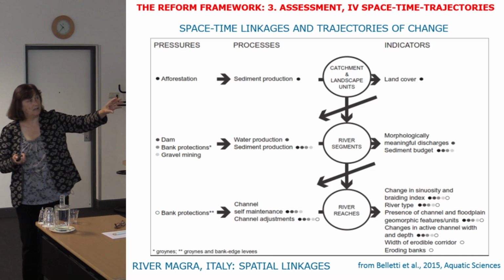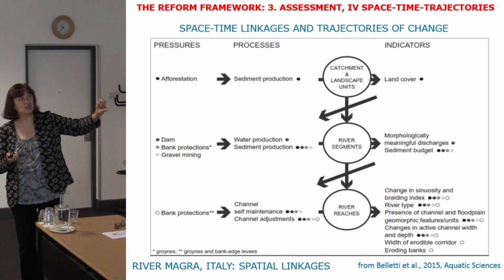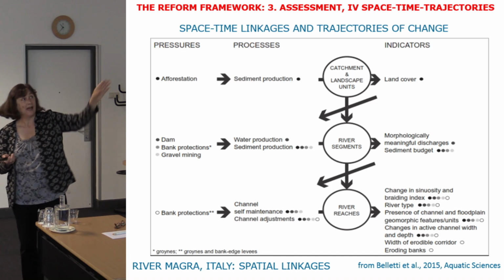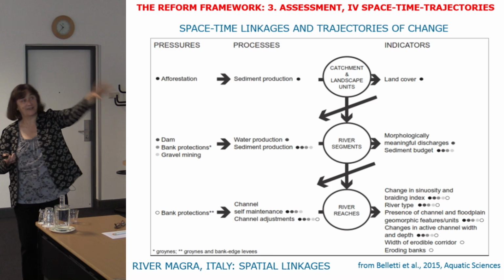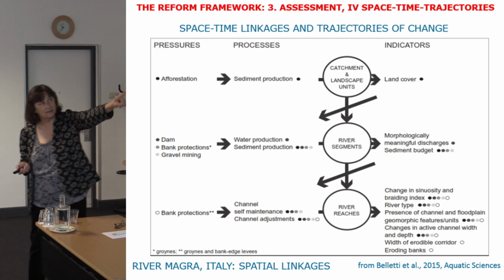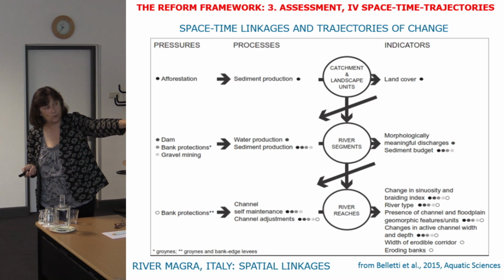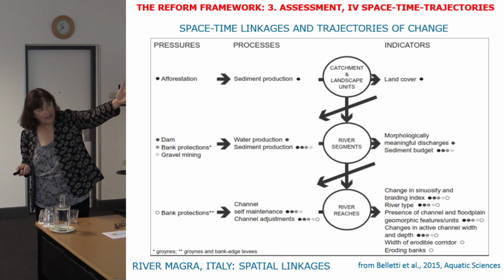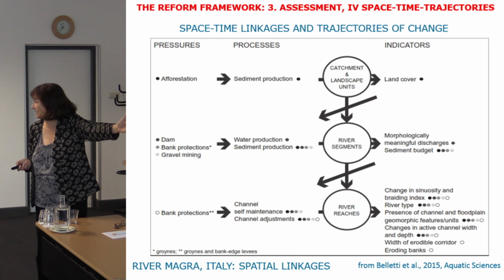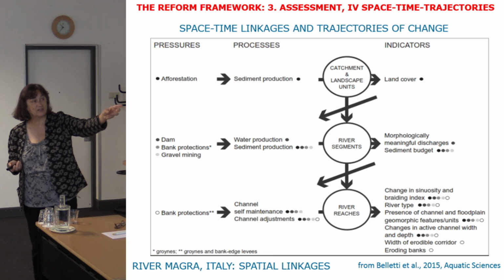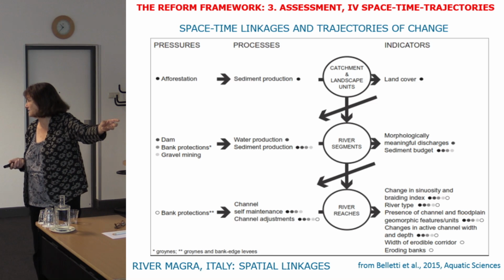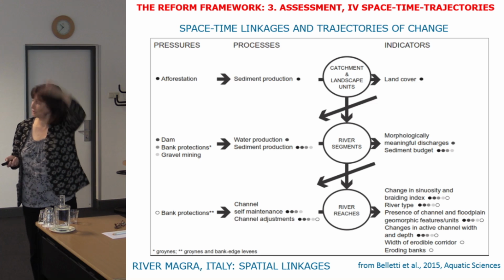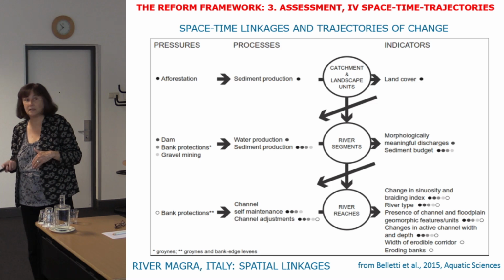So we can see how those changes have affected the processes at those different scales and how those processes have cascaded down, so that on the right, we've got indicators which pick up how these processes have changed and how their impacts have changed through time. So at the reach scale here, we observe changes in sinuosity, changes in river type, and so on. So it's a sort of space-time summary.